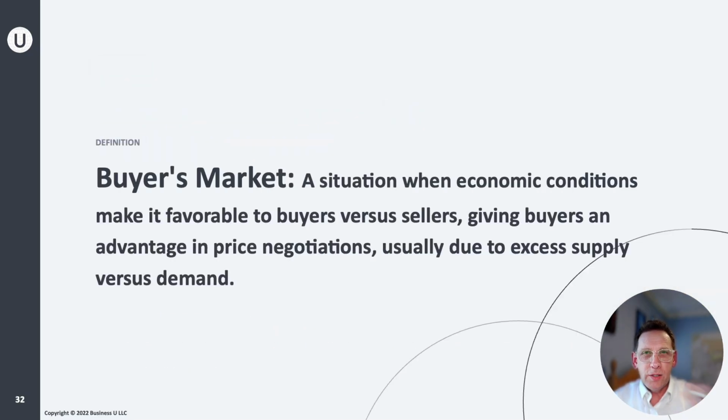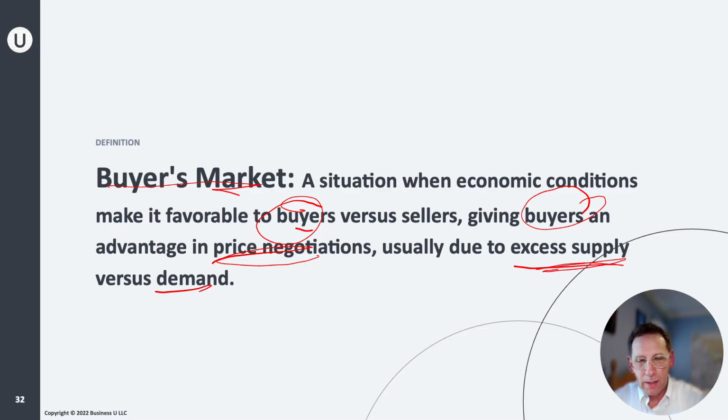Now, when there is this competition, there's something called a buyer's market. This is a situation when economic conditions make it favorable to buyers instead of sellers. Buyers then have the advantage in the price negotiations, usually because there's an excess supply versus the demand.